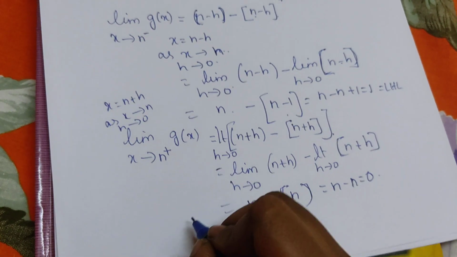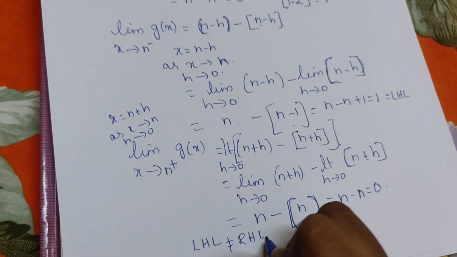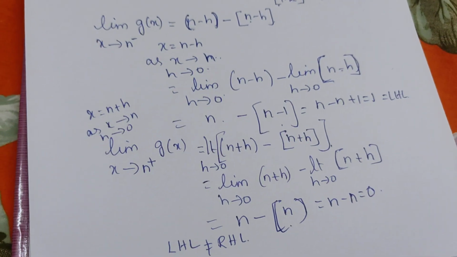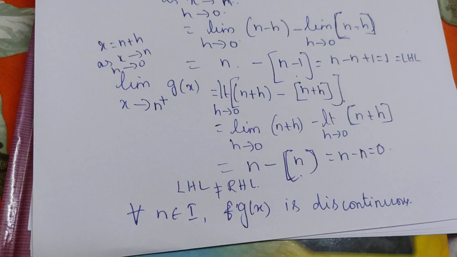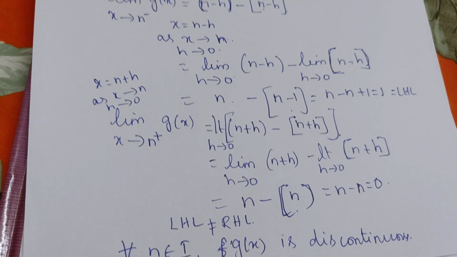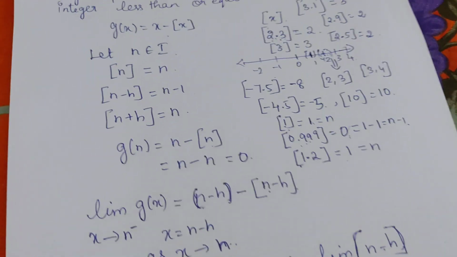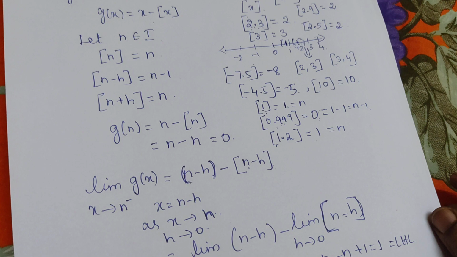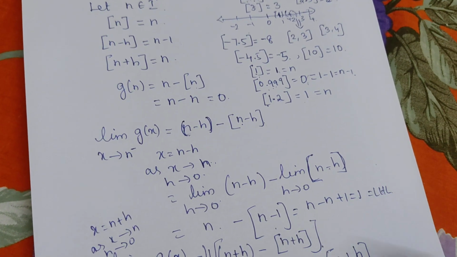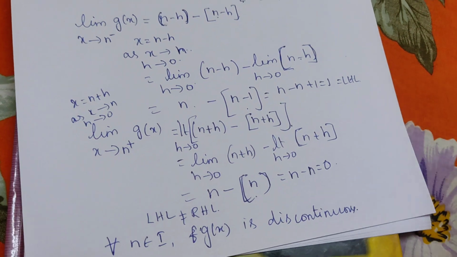Now here the left hand limit is not equal to the right hand limit. Hence we have proved that at all integral points the function is discontinuous. With this we are done with the proof. To solve this we need to know the definition of the greatest integer function, which helps us to check or discuss the continuity of the function. Thank you.